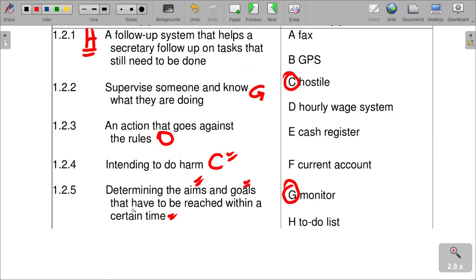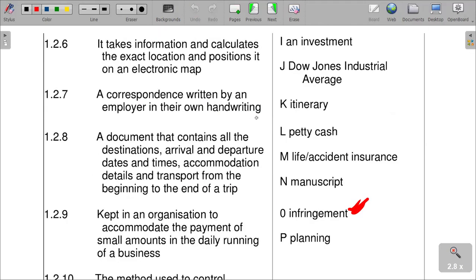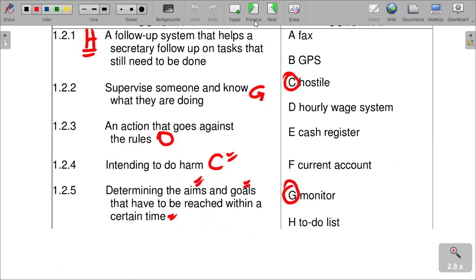Planning, which is on letter P. Planning is the determination of aims and goals. A person plans, a manager plans, determining aims and goals. A person is doing planning.